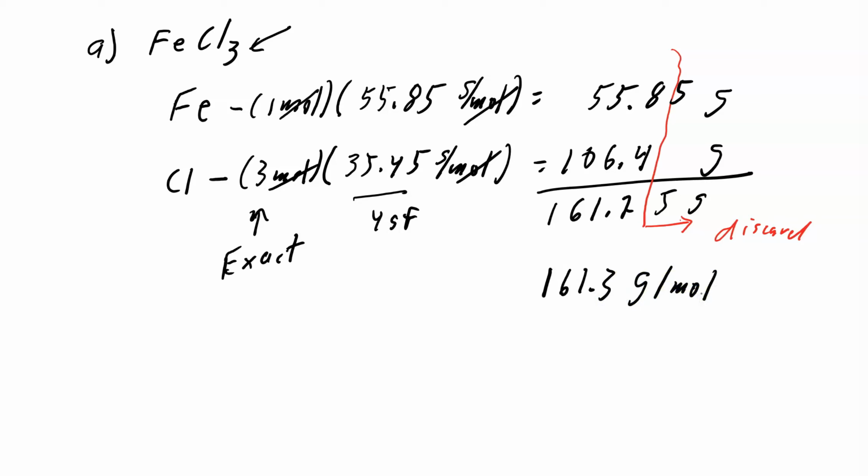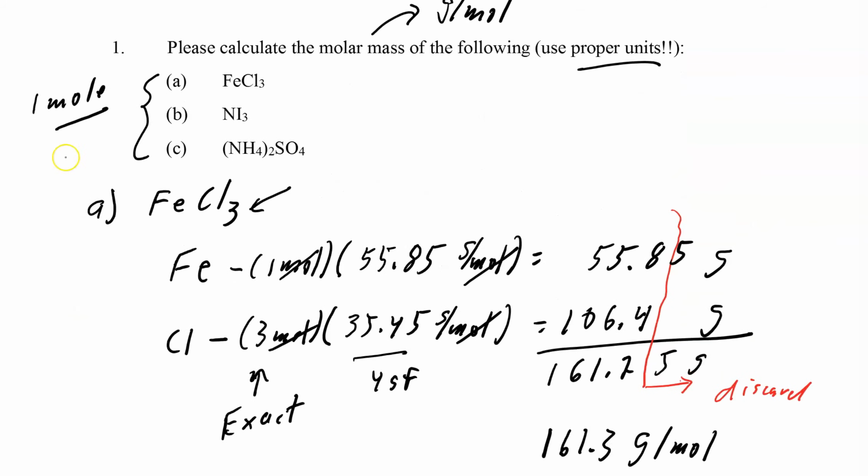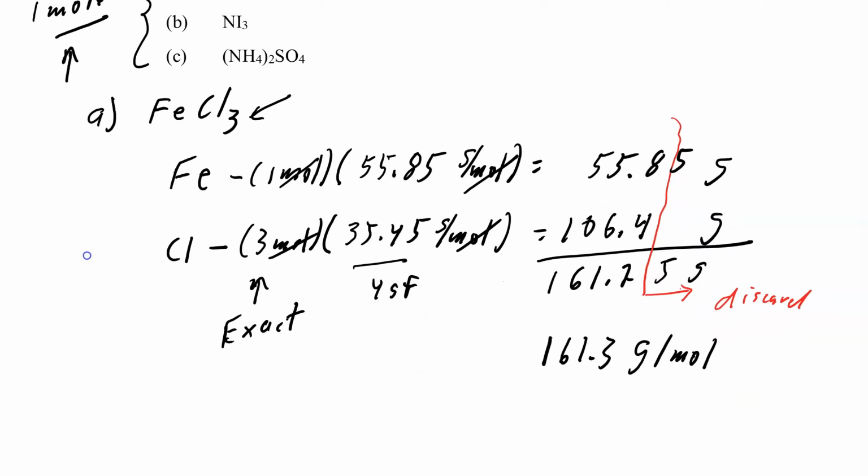Where did that per mole come from? Remember, we said that we are assuming we have 1 mole of the compound. So in 1 mole of iron chloride, we have 161.3 grams. So we just write it as 161.3 grams per mole. So let's now move on to part B.